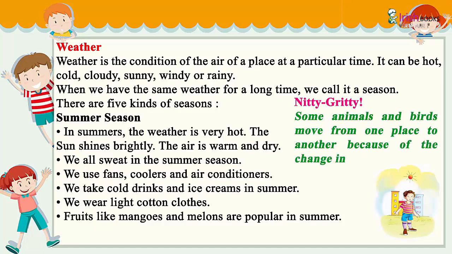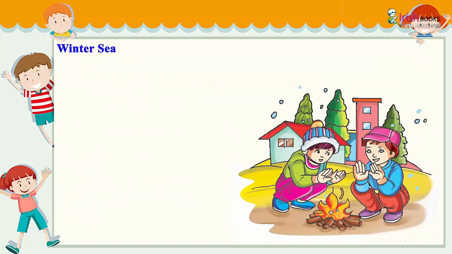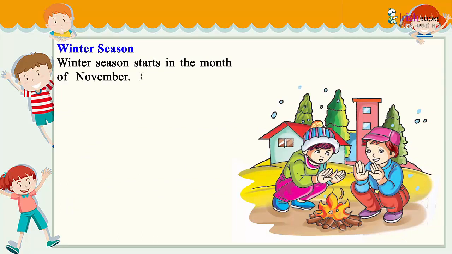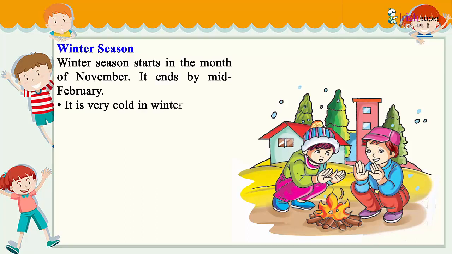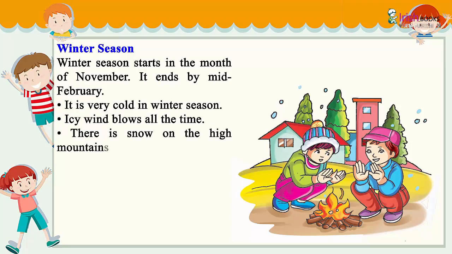Some animals and birds move from one place to another because of the change in the season. Winter season. Winter season starts in the month of November. It ends by mid-February. It is very cold in winter season. Icy wind blows all the time. There is snow on the high mountains.